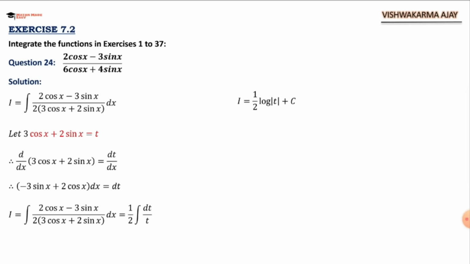We all know that when we want to find the integral of 1 upon x, it's log x. So similarly the integral of 1 upon t is equal to log of t with respect to t. Don't forget to resubstitute the value of t. One upon 2 log of 3 cos x plus 2 sin x plus c.